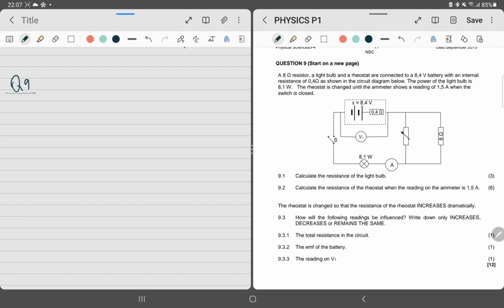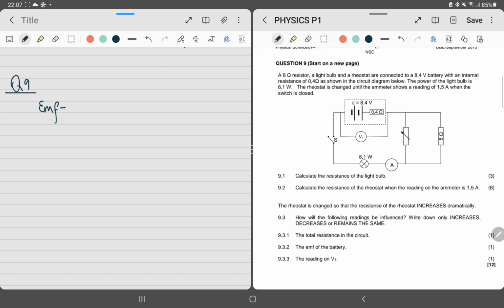Question 9. A 8 ohm resistor, a light bulb, and a rheostat are connected to an 8.4 battery with an internal resistance of 0.4 as shown in the circuit diagram below. The power of the light bulb is 8.1 watts. The rheostat is changed until the ammeter shows a reading of 1.5 when the switch is closed.